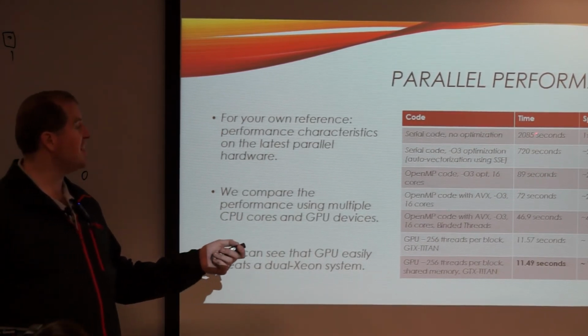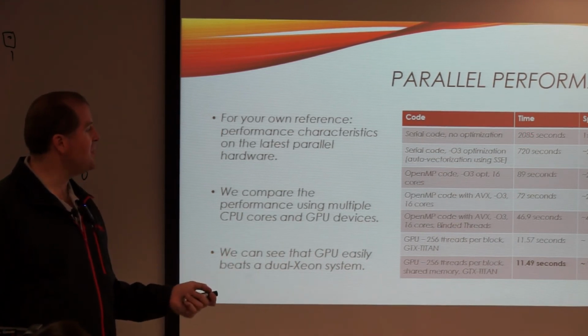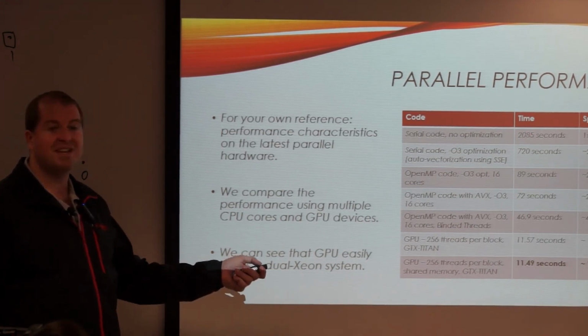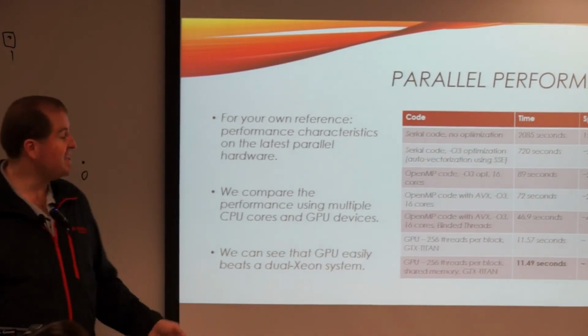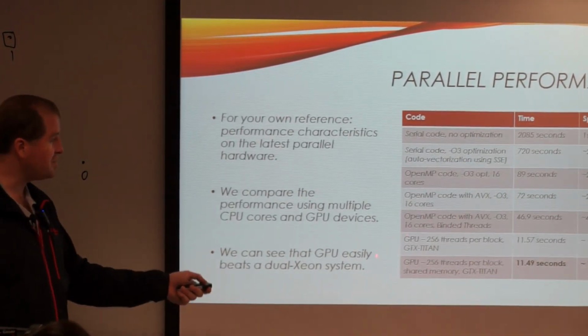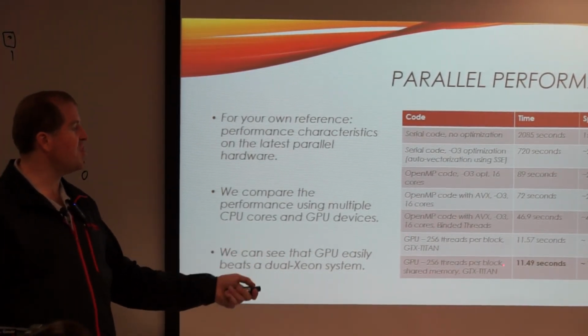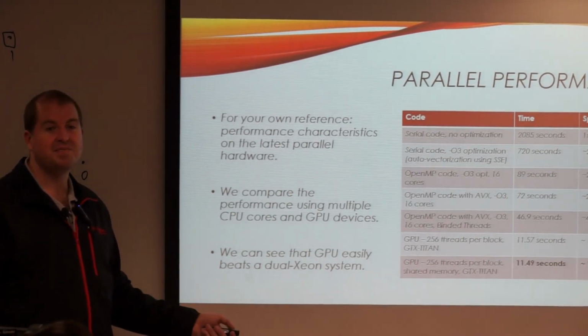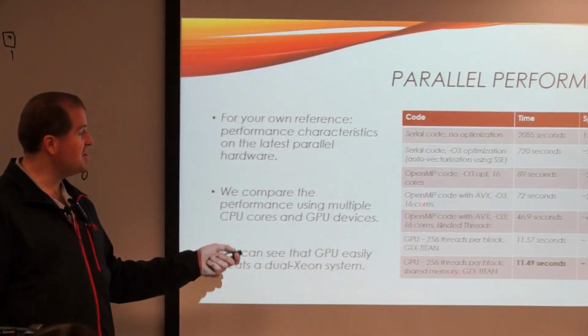This is all C code, by the way. Using one core was 2,000 seconds. The fastest OpenMP code I got was 46 seconds. I showed you this last week, but this time, I put the GPU result in. The fastest GPU code I wrote was 11.5 seconds.